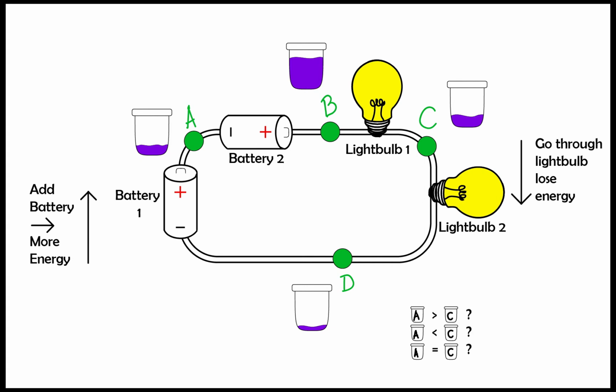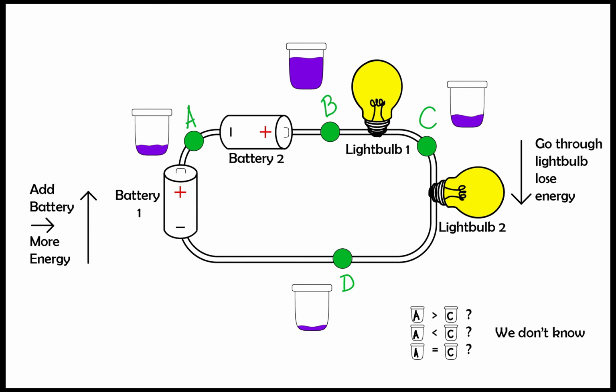We don't know if the energy at point C is greater than at point A because we don't know if the energy generated by battery 2 is greater or smaller than the energy consumed by the first light bulb. It's even possible that the energy at point C is exactly the same as that energy at point A. We will talk a lot more about this concept in later videos, but for now it is important to recognize that each point on the circuit may have different amounts of energy depending on the type of components present.